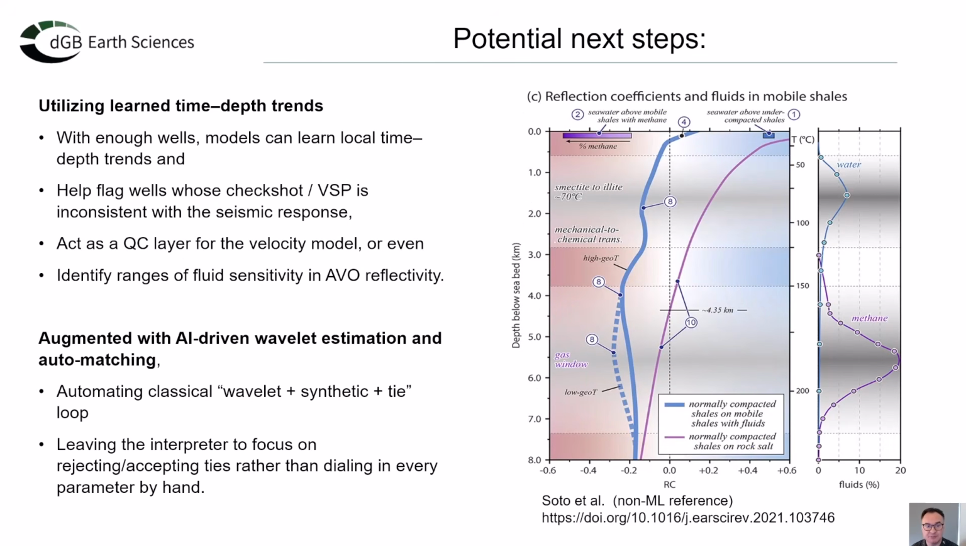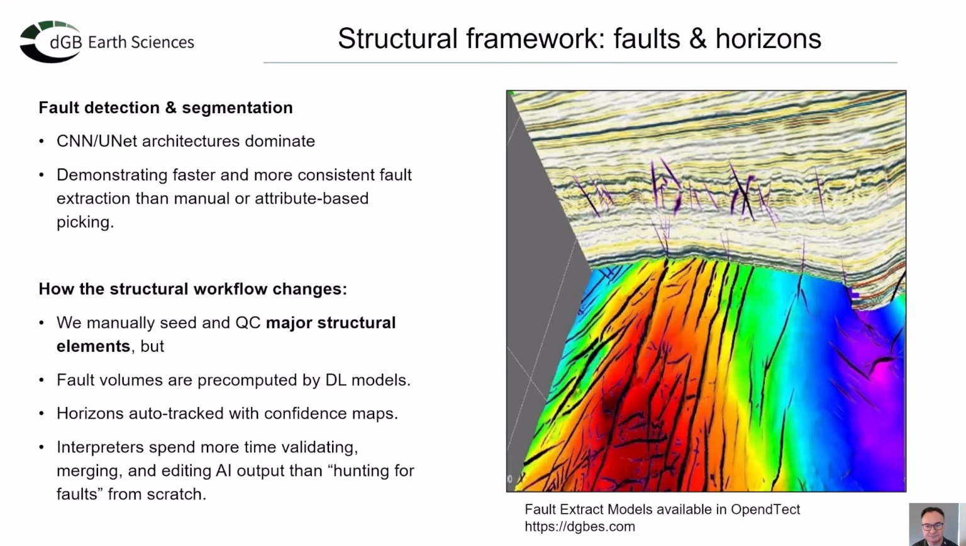Potential next steps would be to learn time depth trends. With enough wells, models can learn local time depth trends and help flag wells whose check shot is inconsistent with the seismic response, act as a QC layer for the velocity model, or even identify ranges of fluid sensitivity and AVO reflectivity. And then, of course, we can augment that with AI-driven wavelet estimation and auto matching. So again, we're automating the classic wavelet, synthetic, and tie loop. And we even interpret to focus on rejecting and accepting ties rather than dialing every parameter by hand.